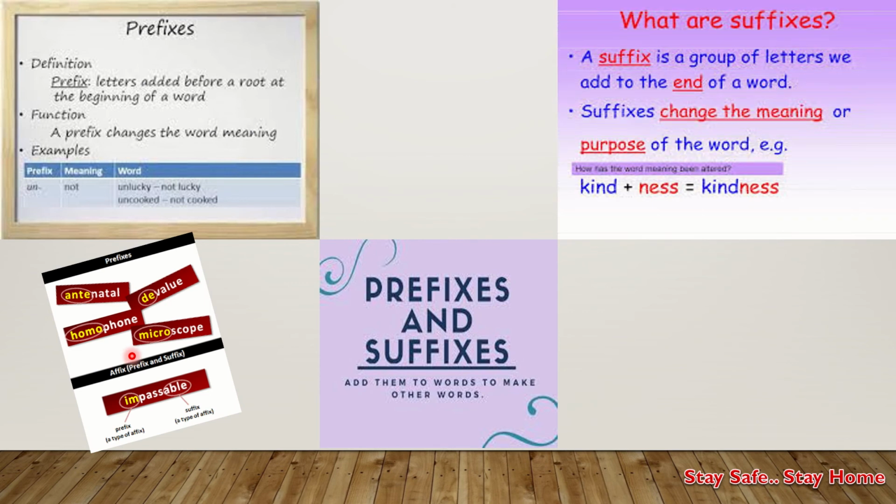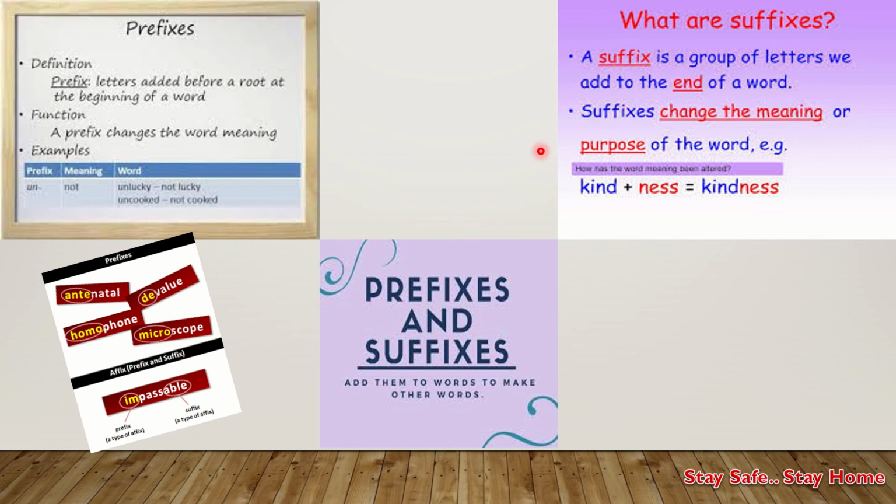The second part is suffixes. What are suffixes? A suffix is a group of letters also. We add to the end of a word. Remember, prefixes, beginning of a word. Suffixes, end of a word. What is the purpose of the suffix or the function of a suffix? Why do we use a suffix? We use suffixes to change the meaning of a word, of course, but mainly we use it to change the purpose of a word. The purpose of a word, it means we change the part of speech.